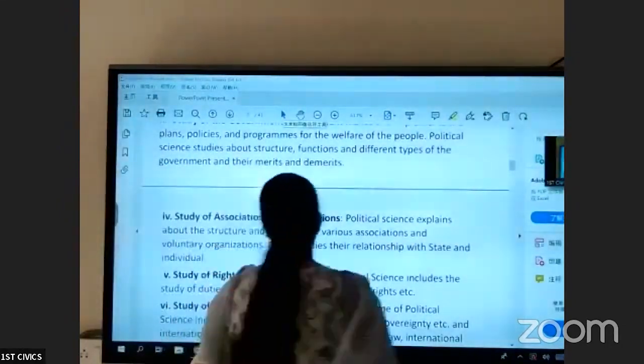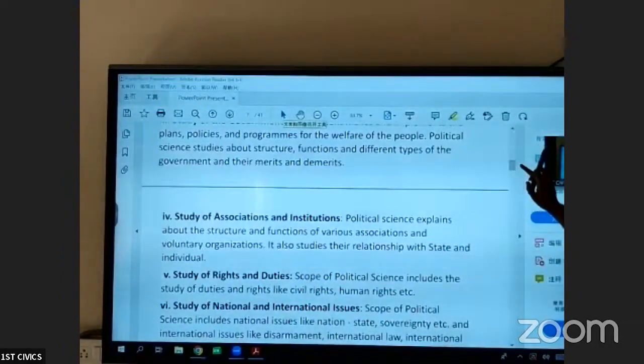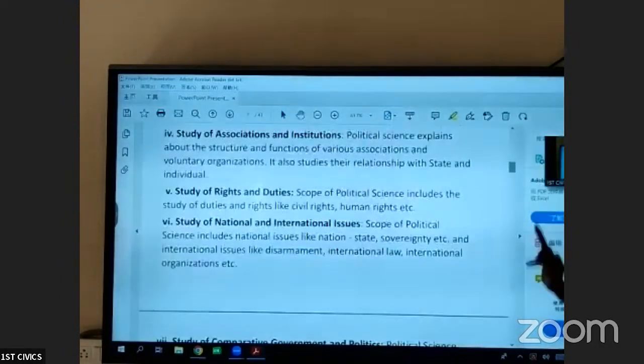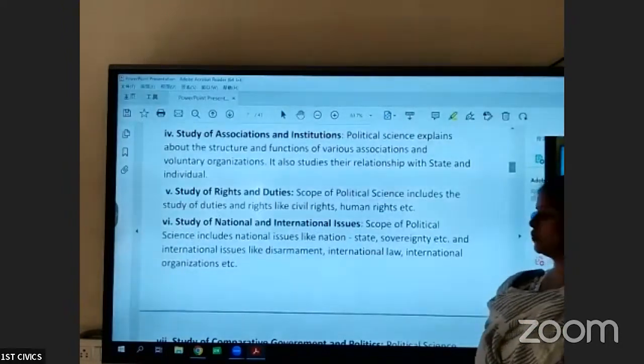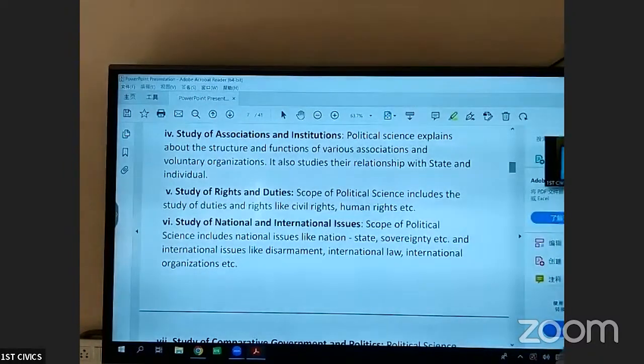Then in political science, we also study national and international issues. The scope of political science includes national issues like the nation, how a nation is formed, how the state functions, what is sovereignty. And it also studies international issues like disarmament, international laws, and international organizations like UNO, etc.